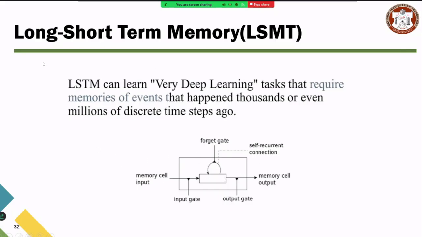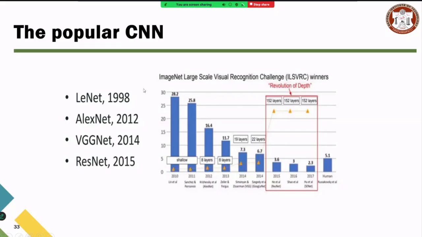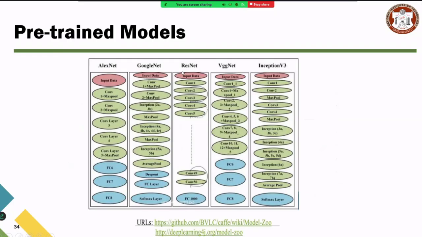These are the very popular CNN models during this particular year: LeNet, AlexNet, VGG, even ResNet, YOLO, and various others. These are all the various pre-trained models too, as mentioned in this slide. See this: AlexNet, GoogleNet, ResNet, VGGNet, Inception V3, and their corresponding models.